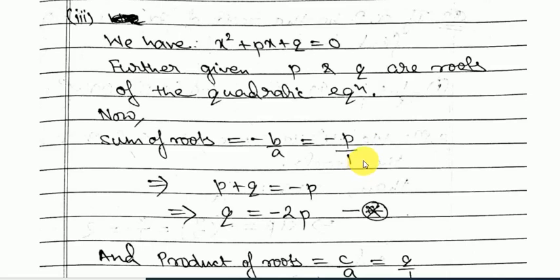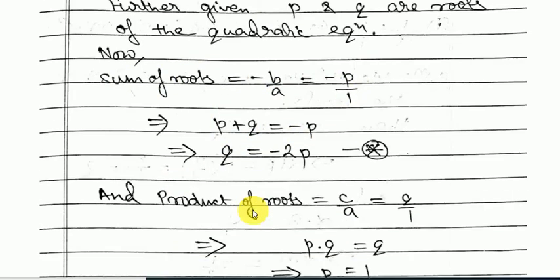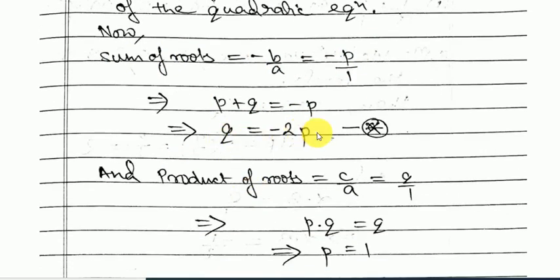And sum of the roots. So you know that roots here are p and q only. So sum of the roots I can write p plus q, because roots are p and q. And you know that sum of roots is given by minus b upon a. So here b is p. So minus p upon 1. So I get q equal to minus 2p.